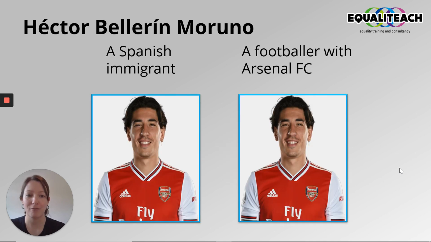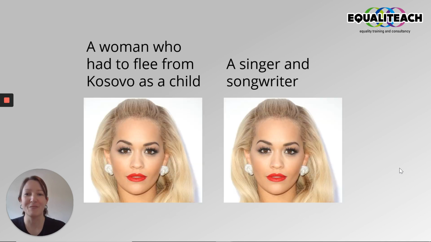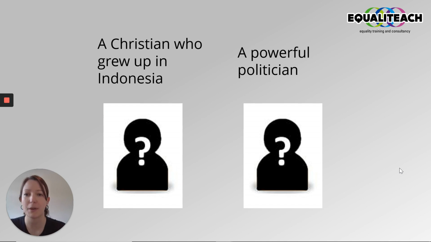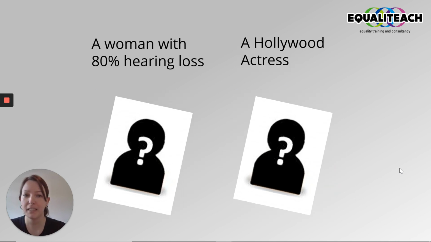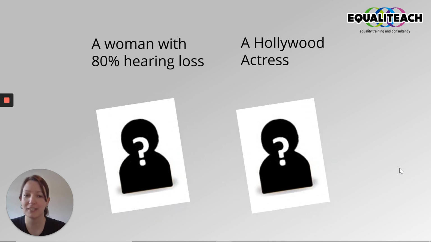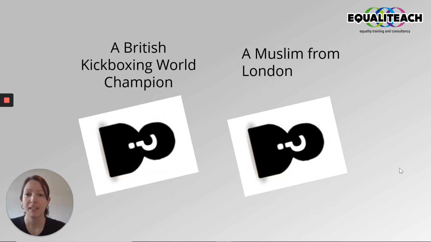So the names and information about all of these are in the resource. So you don't have to remember who's who and what their names are. So finding out that Rita Ora, famous singer-songwriter, is also a refugee who fled from Kosovo. So these are where some of the key words are going to come up as well. We have here Barack Obama. We've got Hollywood actress Halle Berry, who also has 80% hearing loss, which is an interesting point as well about the fact that, of course, disability isn't always visible.